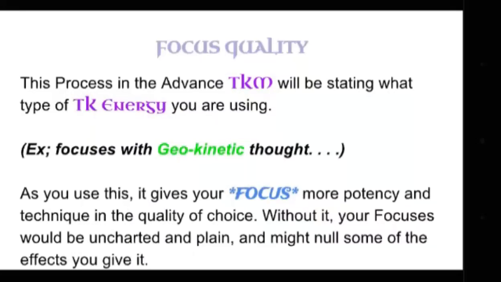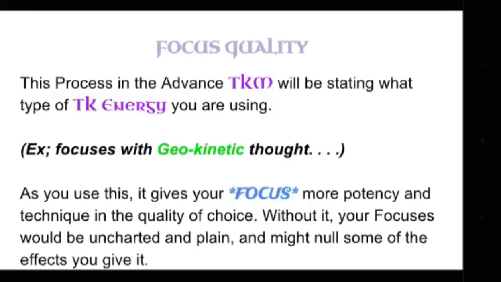The first law, the first step you will want to really focus on, is the focus quality. The focus quality is pretty much what type of focus you are using. This process of advanced TKM, or telekinetic manipulation, states what type of energy you are using. For example, focusing with a geokinetic thought: I'm using geokinetic type energies to help aid my thought process. As you use this, it gives your focus more potency, technique and quality of choice. Without it, your focus will be uncharted and plain and might weaken some of the effects you give it.